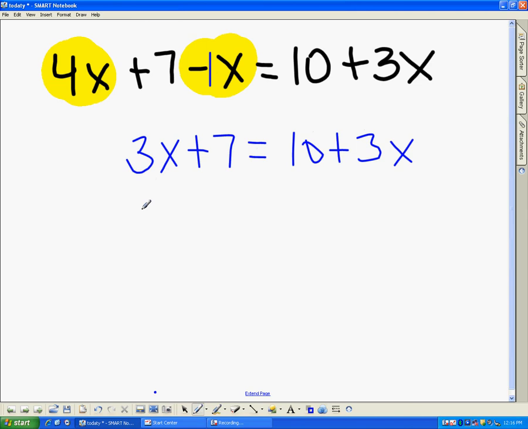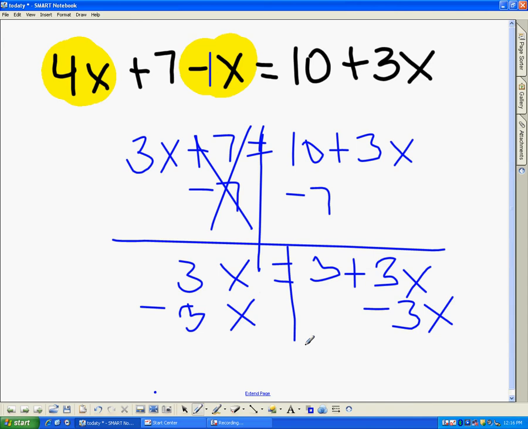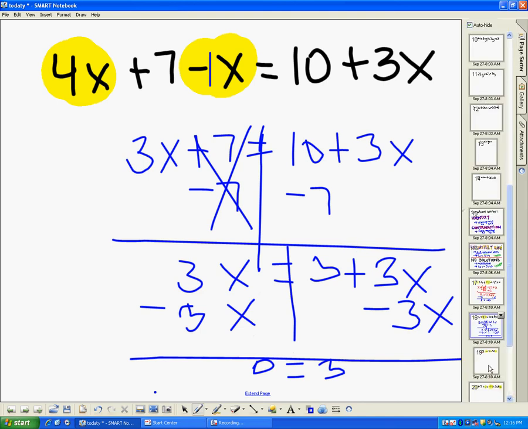So now I am going to subtract 7 from both sides. Oops, I didn't mean to write that there. Do it again. So it leaves me with 3x equals 3 plus 3x. Well, first of all, you should already know that I can't get 3x to be equal to 3 plus 3x. So you already know that it's not going to work. But just to further prove the point, we can subtract 3x from both sides, and we will end up with 0 equals 3, which again is a contradiction, so therefore there is no solution to that problem.